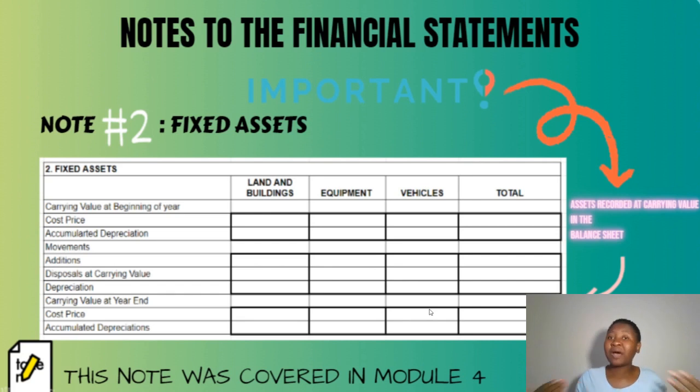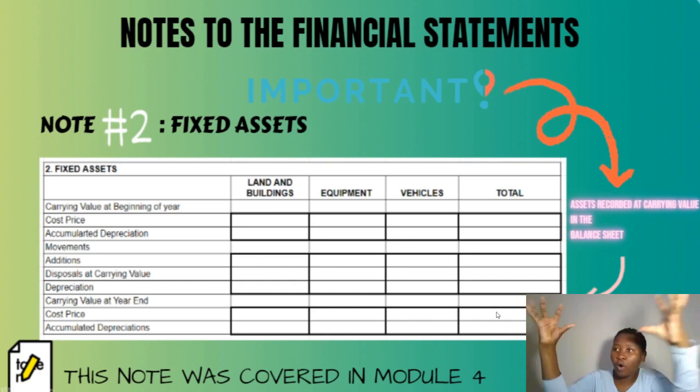You get it? So there might be instances where, in the information presented, you are given the cost price at the end of the year, or maybe the accumulated depreciation at the end of the year, and you are expected to use that information to figure out how much goes to the balance sheet. So this means what? It means that they might have different assets. They have equipment, they have land and buildings, and they have vehicles. So in that case, what does it mean?